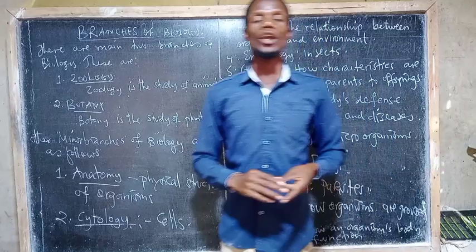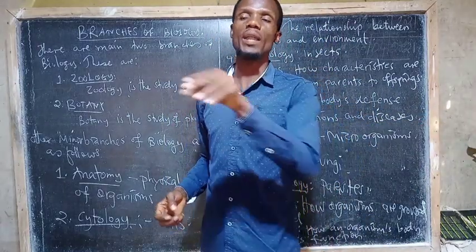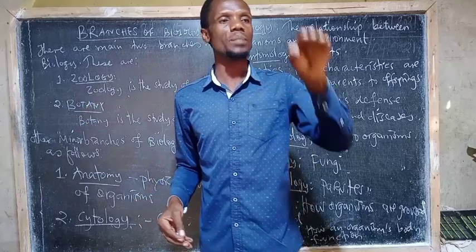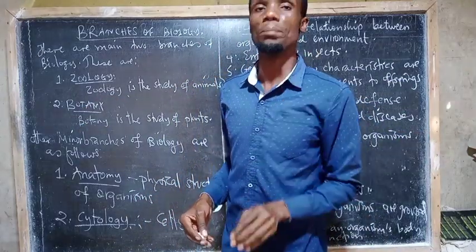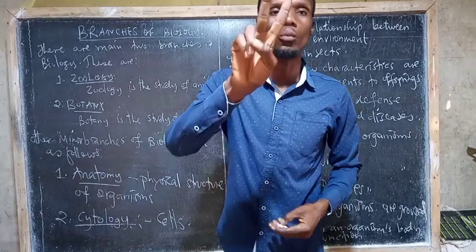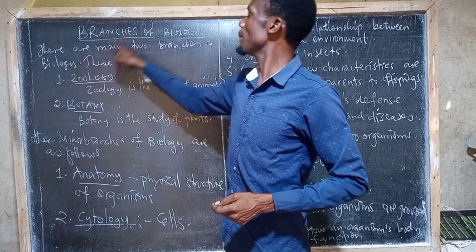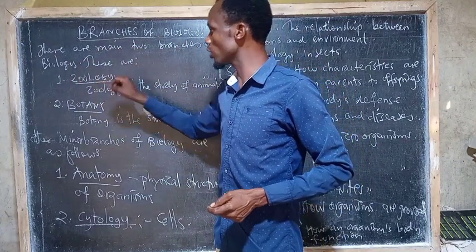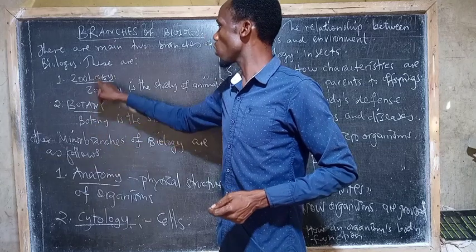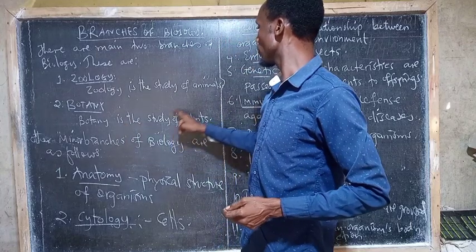For example, when you just want to talk about respiration, you'll be discussing respiration in animals and respiration in plants. So by using that concept, it means that you should have two branches of biology. That is why I have written here there are two main branches of biology. These are zoology and also botany. Zoology is the study of animals and botany is the study of plants.